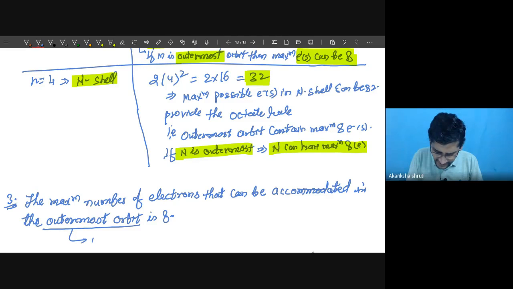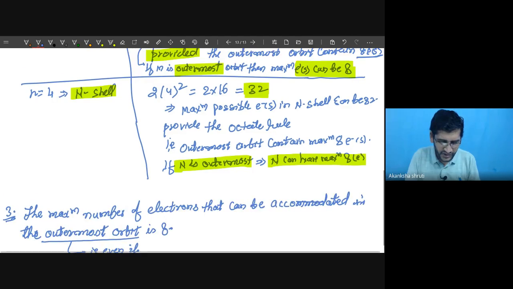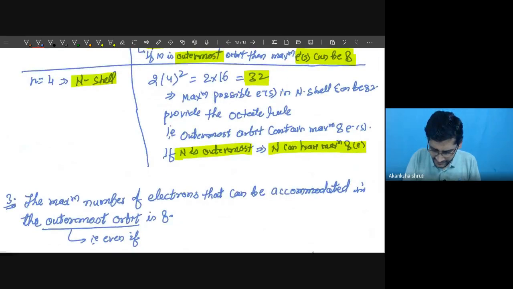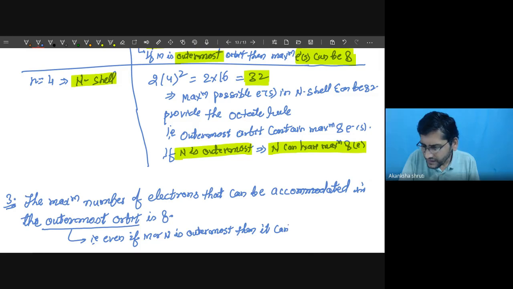Even if, say, up to the L cell, no issues, because it has the tendency for 8. But even if the M or N cell is outermost, then it cannot have more than 8 electrons. Are you getting it, student?